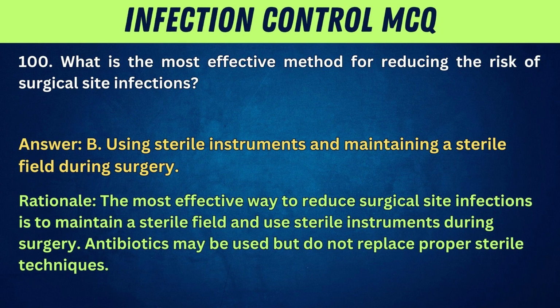Answer. B. Using sterile instruments and maintaining a sterile field during surgery. Rationale. The most effective way to reduce surgical site infections is to maintain a sterile field and use sterile instruments during surgery. Antibiotics may be used, but do not replace proper sterile techniques.